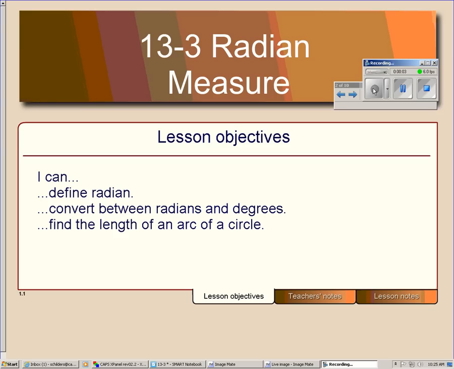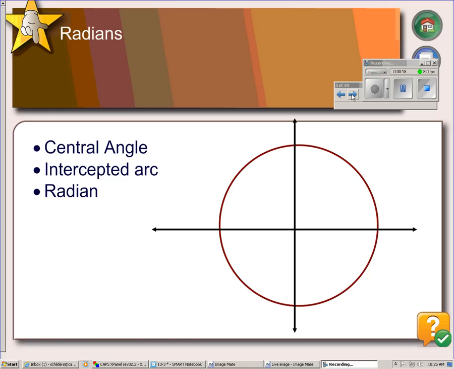Lesson 13.3 is about the radian measure. By the end of this lesson, you should know what a radian is, and then you should be able to convert between radians and degrees and use that information to find the length of an arc of a circle. So to start with, we need to get some definitions down.